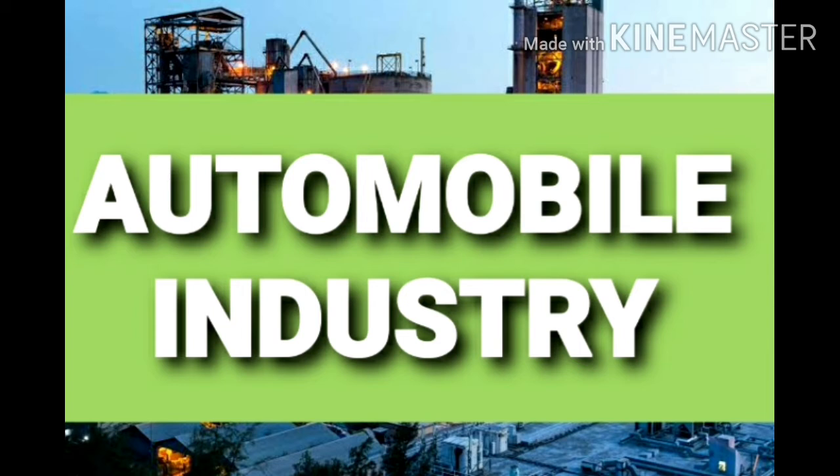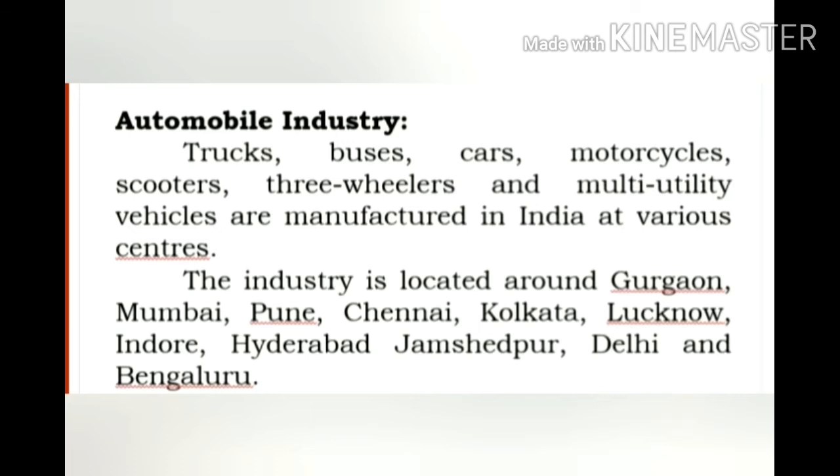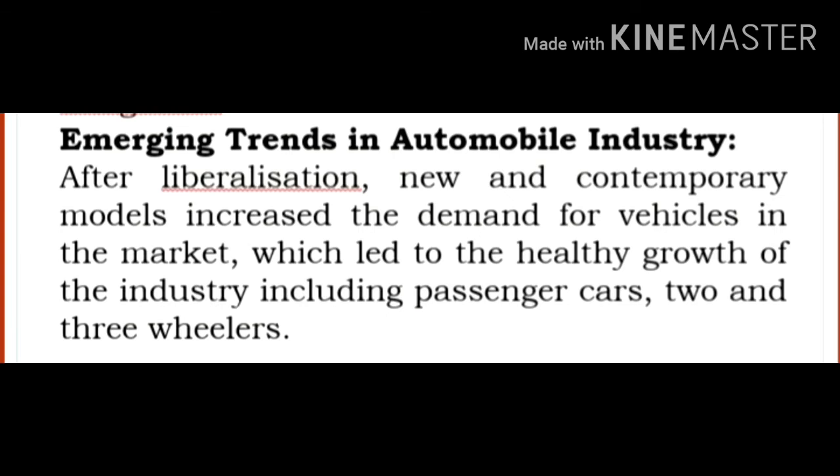Now, let us move on to discuss about automobile industry. Trucks, buses, cars, motorcycles, scooters, three-wheelers and multi-utility vehicles are manufactured in India at various centers. The industry is located around Gurgaon, Mumbai, Pune, Chennai, Kolkata, Lucknow, Indore, Hyderabad, Jamshedpur, Delhi and Bengaluru. Now let us see emerging trends in automobile industry.